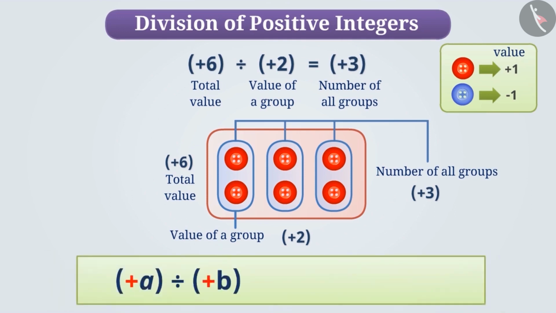In broad terms, we can say that the quotient obtained by dividing any two positive integers is positive. Divisor cannot be 0 here.